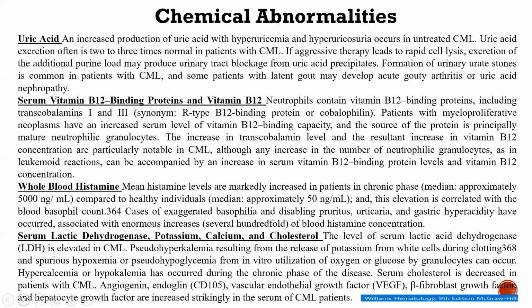Neutrophils contain vitamin B12 binding proteins, including transcobalamin 1 and 3. That's why patients with myeloproliferative neoplasm have an increased serum level of vitamin B12 binding capacity, and the source of the protein is principally mature neutrophilic granulocytes. The increase in transcobalamin level and the resultant increase in the vitamin B12 concentration are particularly notable in patients with chronic myeloid leukemia. Also, an increase in the number of neutrophilic granulocytes in a leukemoid reaction can be accompanied by an increase of the serum vitamin B12 binding protein levels and vitamin B12 concentrations.